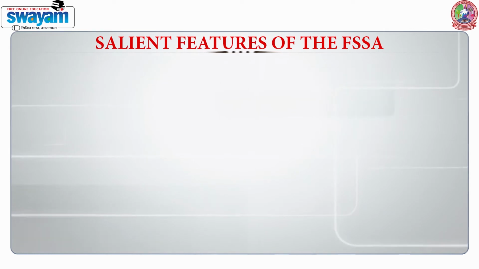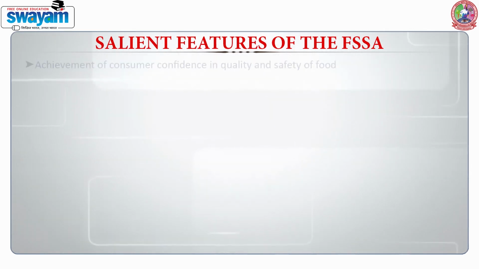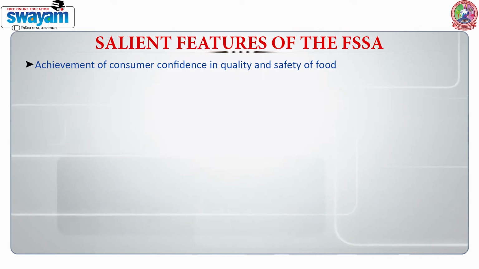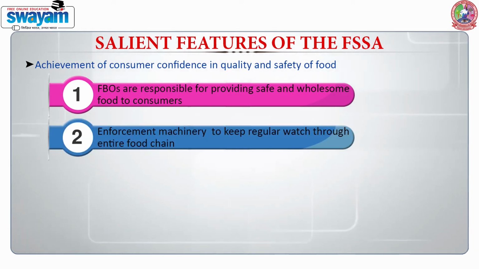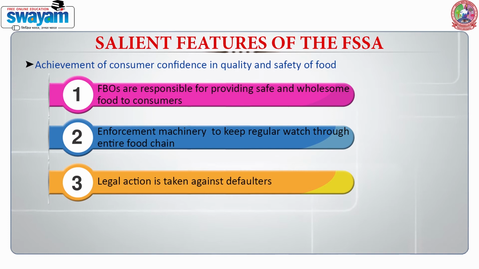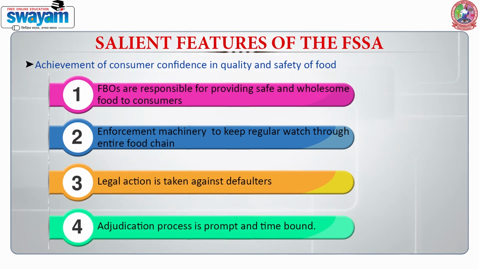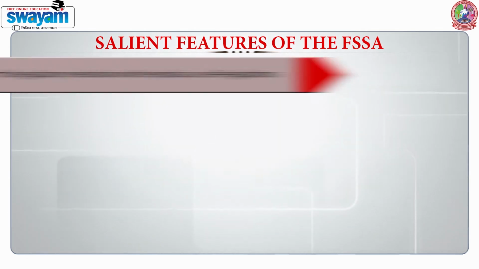The Food Safety and Standards Act is very important because it helps in the achievement of consumer confidence in the quality and safety of food. Food business operators are responsible for providing safe and wholesome food to the consumers. We do have an enforcement machinery to keep regular watch through the entire food chain. Otherwise, legal action is taken against defaulters, and we also have a process which is very prompt and time bound. This is one act which is investor friendly.